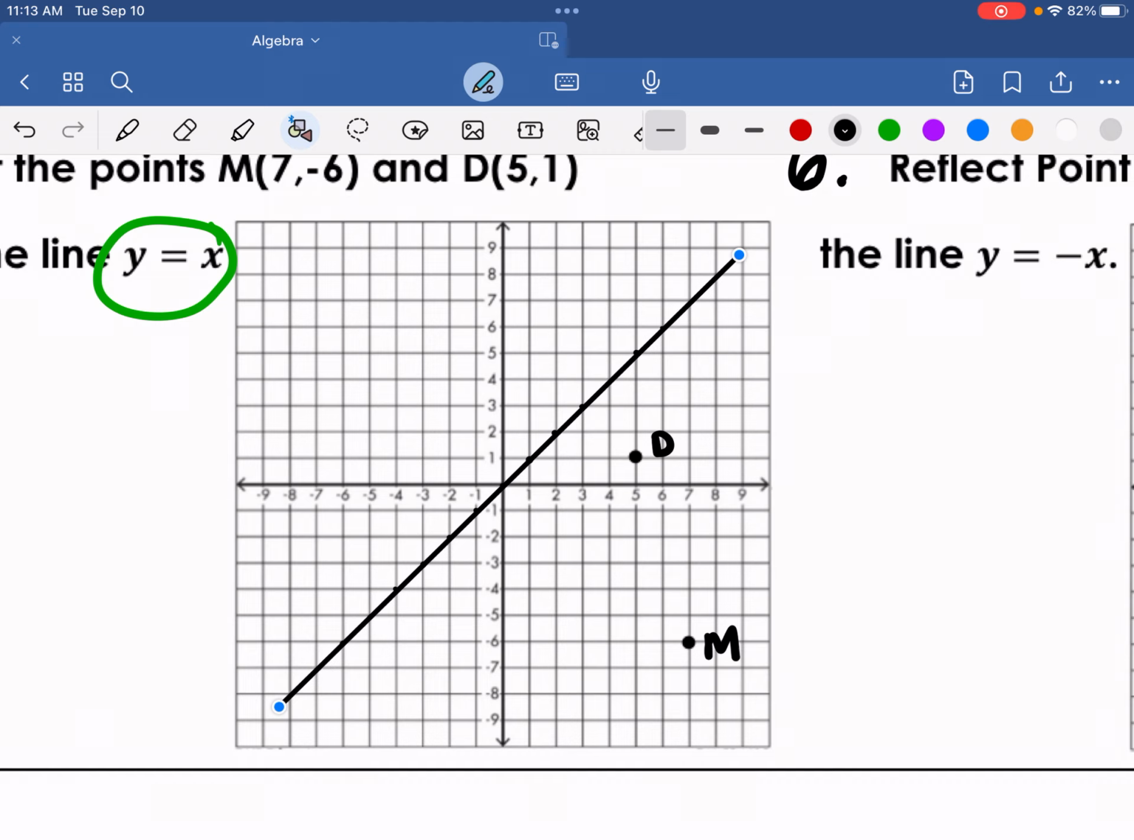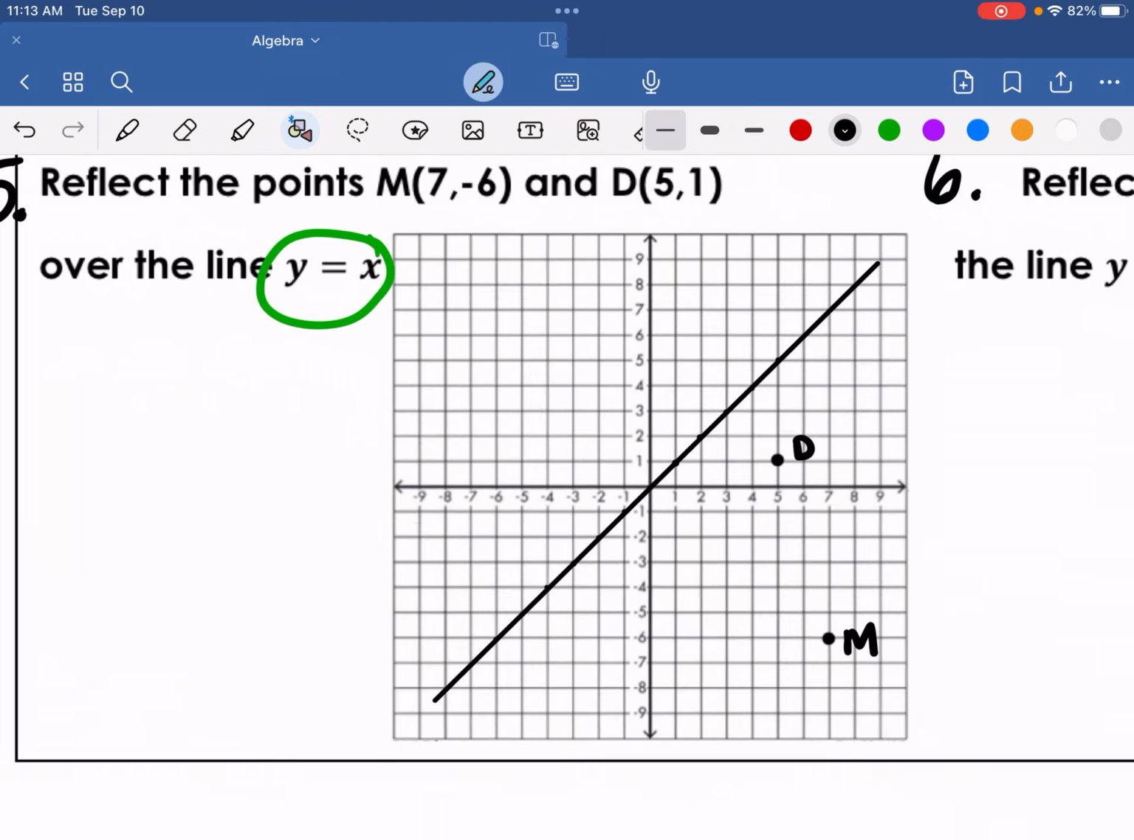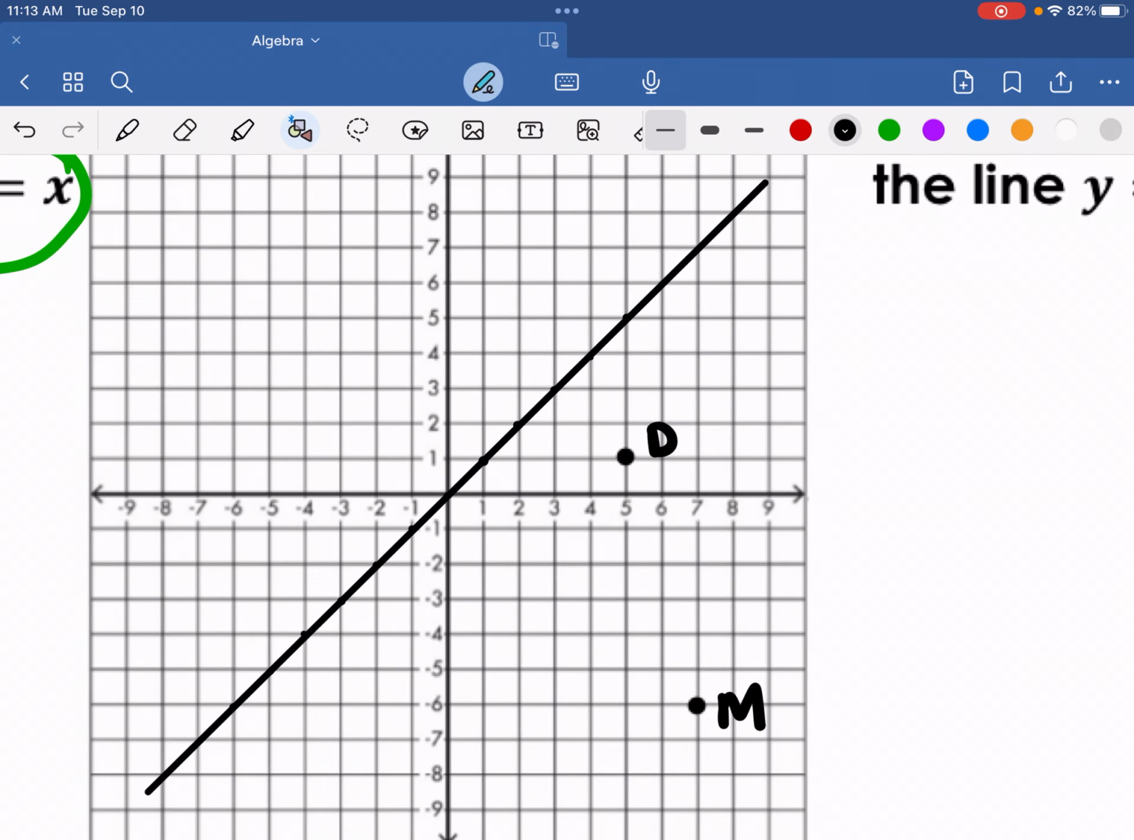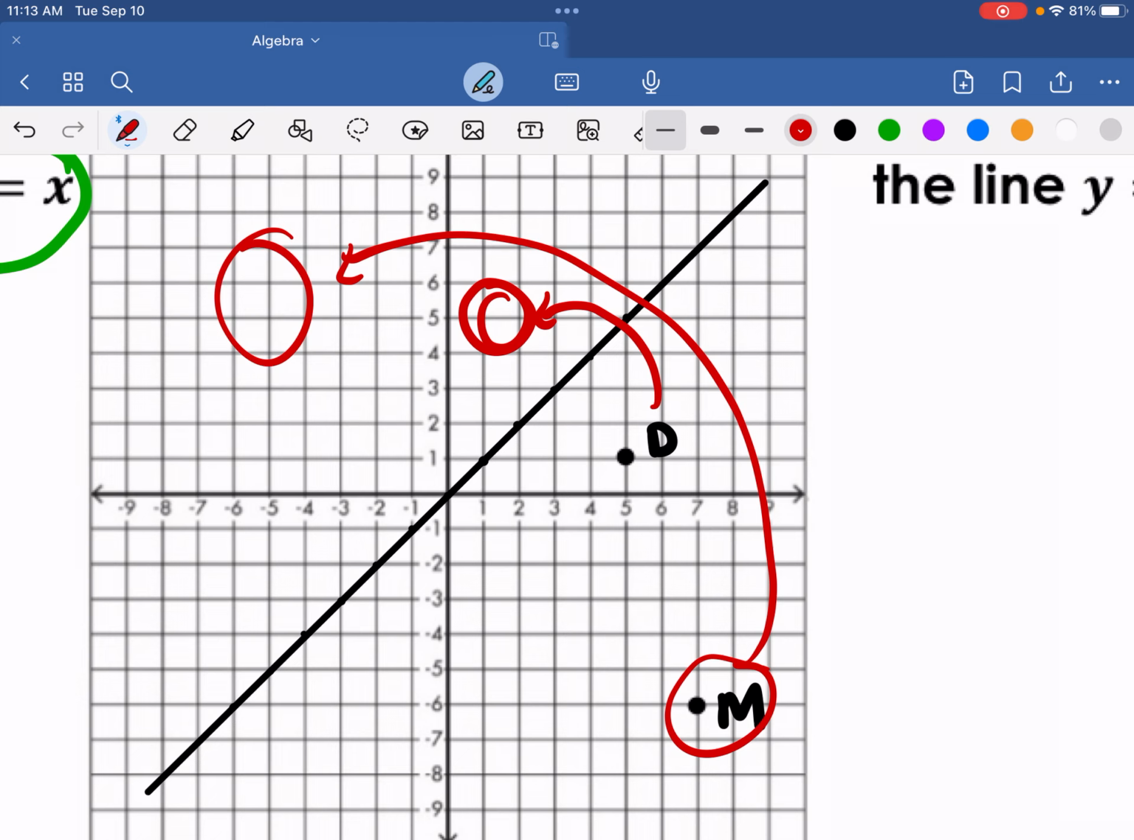Done. And now we are reflecting the points M and D over the line. Okay, if I fold the paper diagonally, it means D should move from here to somewhere on this side. The answer should be somewhere around there. And M is going to move all the way somewhere over here, because they should be the same distance to the line.